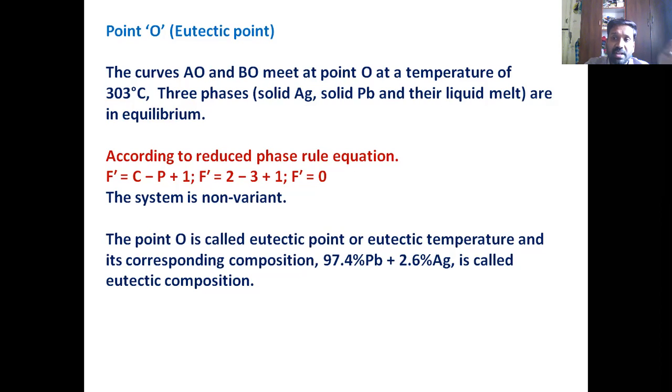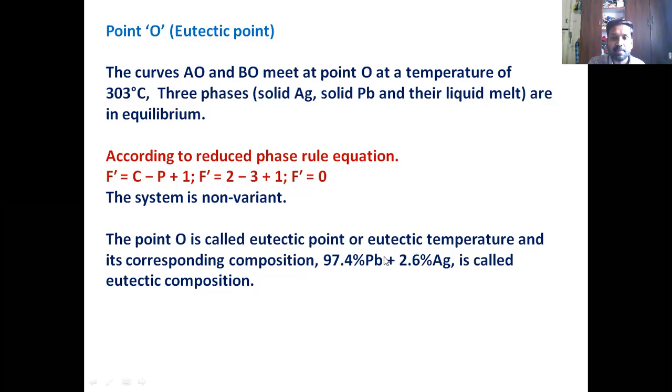What is the corresponding composition? It is 97.4% lead and 2.6% Ag. This is called the eutectic composition. I hope that in this example it would be clearer what non-variant means.